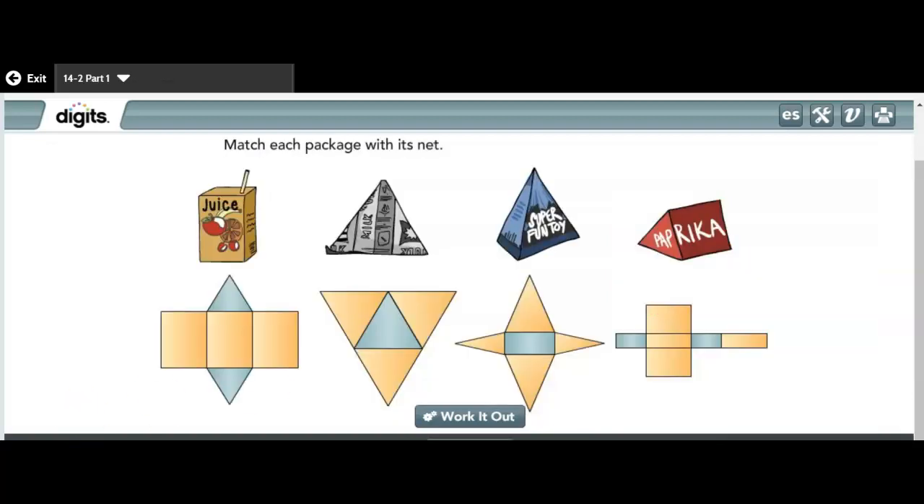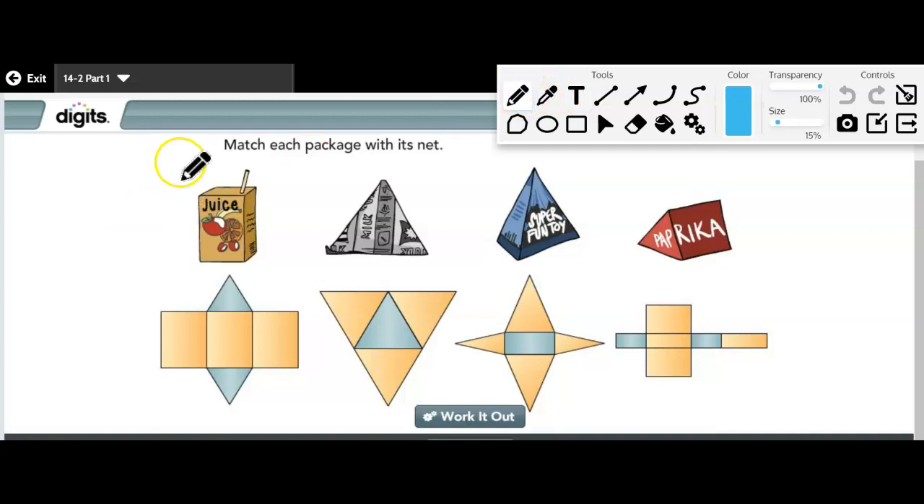What I'd like you to do for this question is, I'd like to see if you can draw the net that goes with the 3D shapes. If you look at all of these, we have 2 prisms and 2 pyramids. I'll start with this one. This is a prism. This one here is also a prism. These 2 would be pyramids.